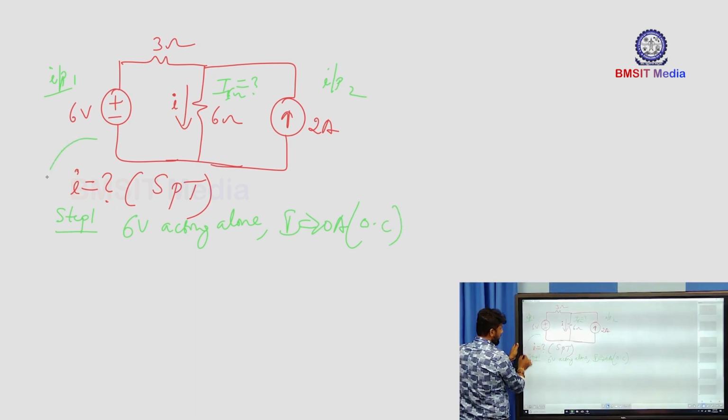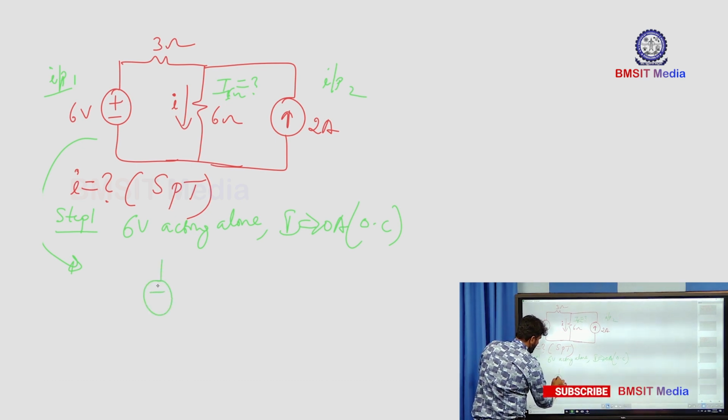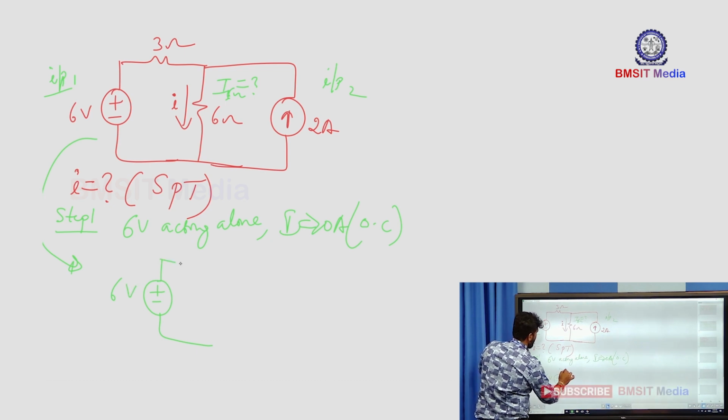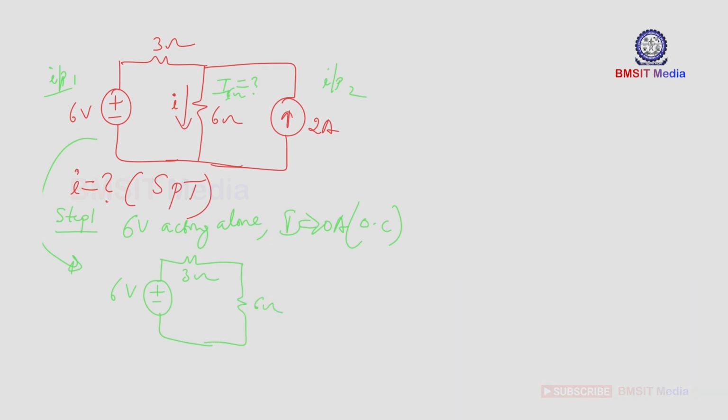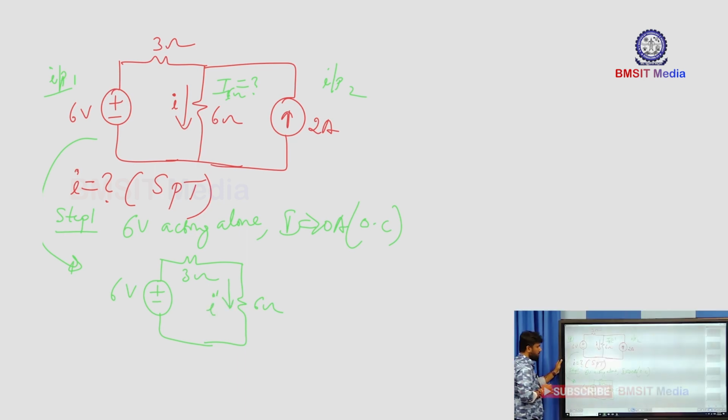So, what is the resultant network now? The resultant network is, you can write here, plus minus, a 6 volt battery, and we have a 3 ohm resistance, and this is a 6 ohm resistance, and this is the current we need to find out. I will just call it I dash, because I is what we called the nomenclature, the representation, in presence of both the sources.